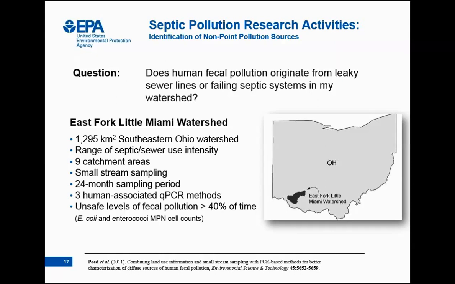And what we did was we went out into the East Fork Little Miami watershed. It's in southeastern Ohio. In this area, there's a range of septic and sewer use intensities. And we decided to sample 9 catchment areas using small stream sampling approach over a 2-year period. And with these water samples, we measured general fecal indicators as well as 3 different human-associated qPCR methods. And based on the general indicators, we know that these waters were unsafe for recreational activity over 40% of the time. So there's definitely fecal pollution there. For more information on this, you can see down here the publication from Lindsay.